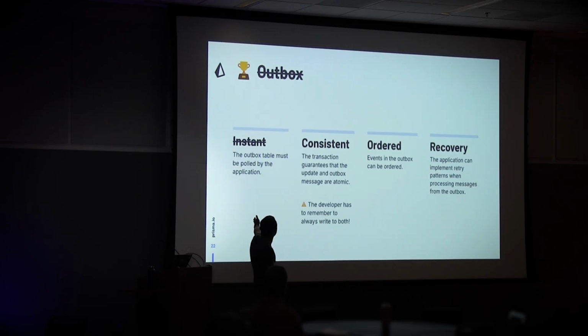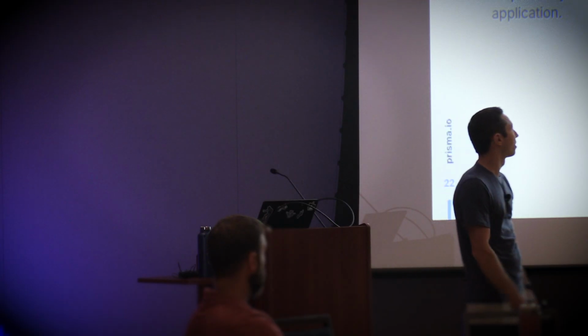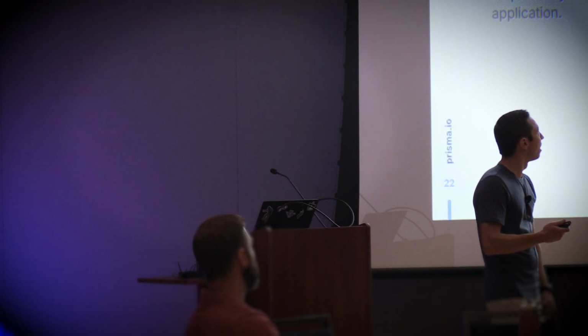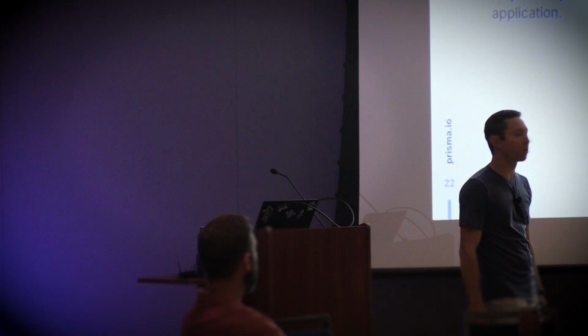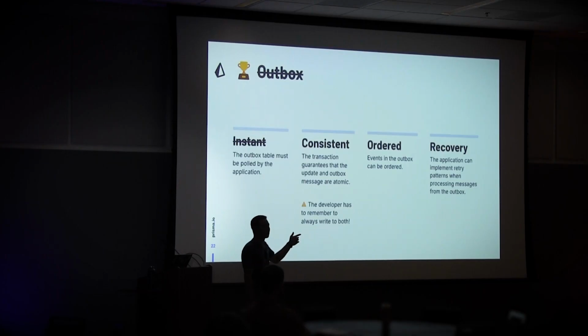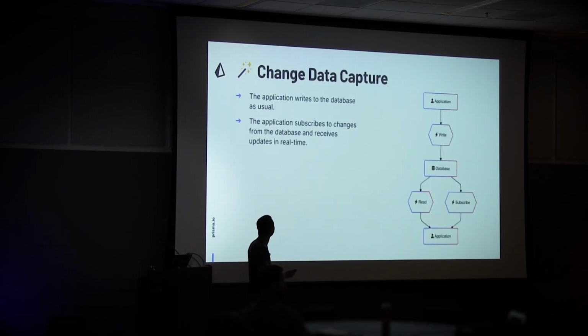So it's not instant. We had to do polling. It can be consistent if you remember to actually write it to the outbox. I don't trust myself to do that, so I wouldn't necessarily consider it consistent. And it's ordered because we can make sure that those events in the outbox are ordered by some incrementing value. And it is recoverable because we can at any time ask the outbox for more data. We don't have to delete data from it until we've actually processed it.